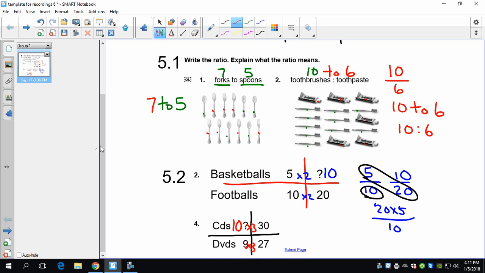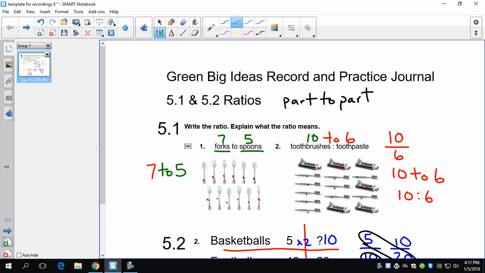So once again, this is 5.1 and 5.2, and we are working on ratios, that part-to-part comparison.